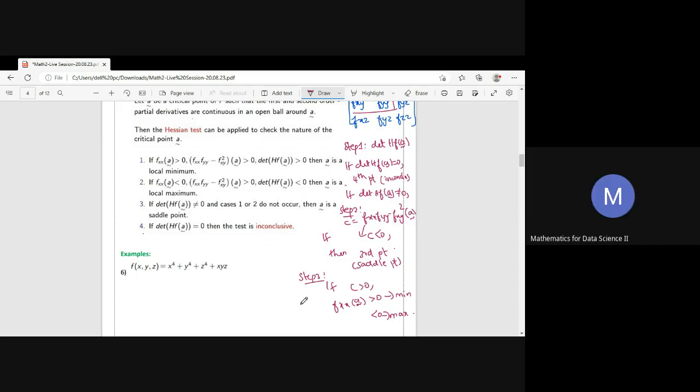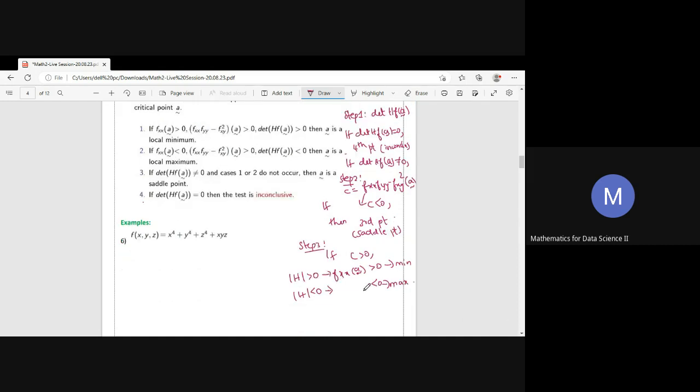So here the determinant of h should be positive, and here the determinant of h is less than 0. Only in this case this is possible. Otherwise, again, you see that. So only when you have this condition, you have the minimum or maximum, or if this is not the case, you go again to point 3, saddle point.